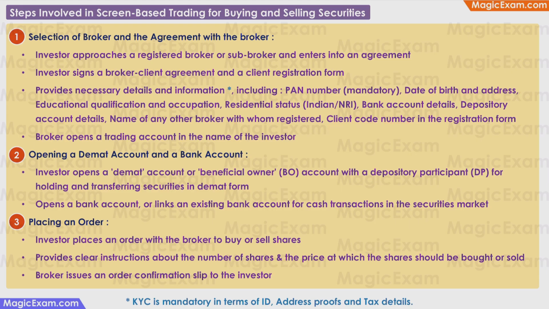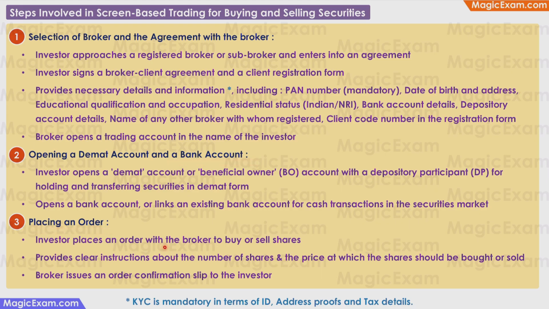In short, these are all the KYC or Know Your Customer details, which includes the ID proofs, the address proofs, and the tax details. If all the details are okay, then the broker opens a trading account in the name of the investor. If the investor does not already have a demat account and a bank account which can be used for the trading, then the investor will have to open a demat account through the broker itself and a suitable bank account.